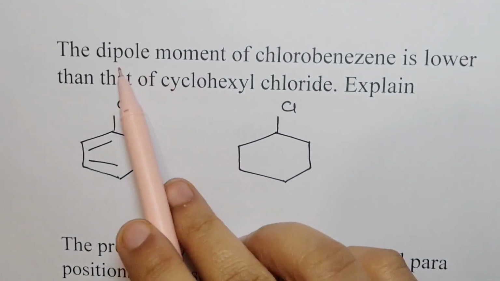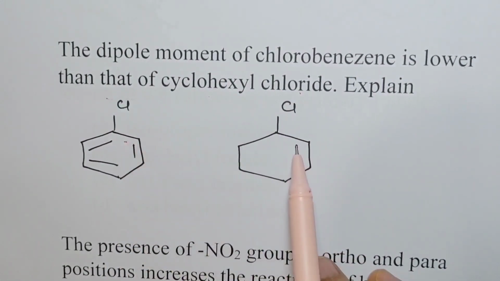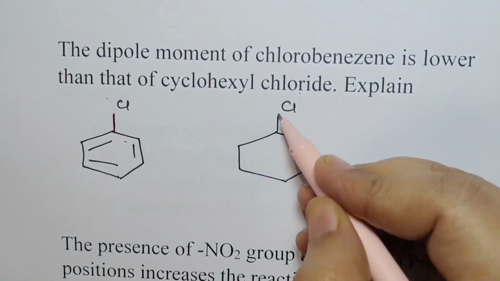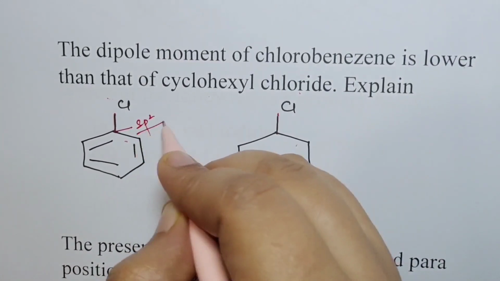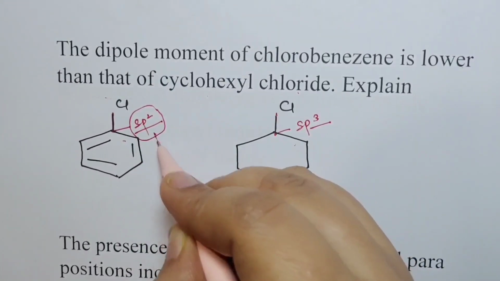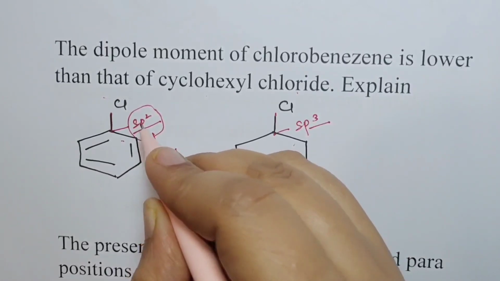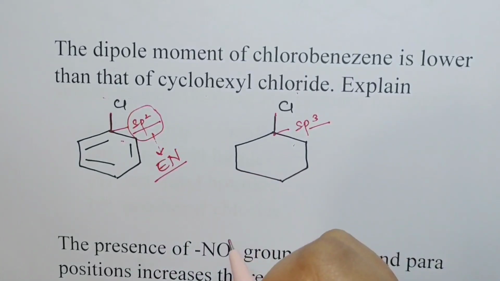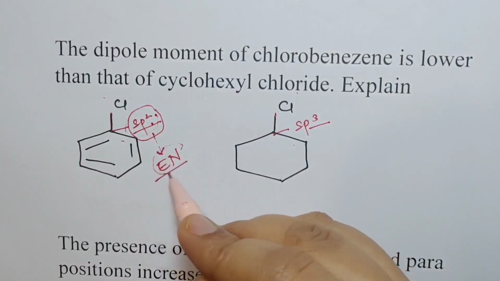Next question. Dipole moment of chlorobenzene is lower than that of cyclohexyl chloride. So this is chlorobenzene, cyclohexyl chloride. Dipole moment of this bond is lower than dipole moment in this bond. The only difference between these two bonds is that this is sp2 hybridized carbon and this is sp3 hybridized carbon. sp2 hybridized carbon means that this is more electronegative since it has higher s character. Higher s character means the s orbital, which is closer to nucleus, can hold on to electron more tightly. So sp2 hybridized carbon would be more electronegative.